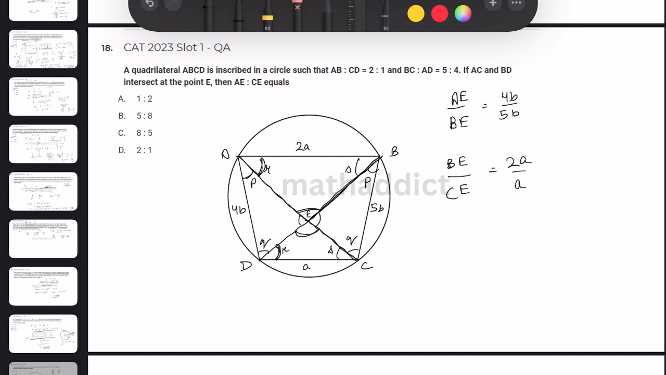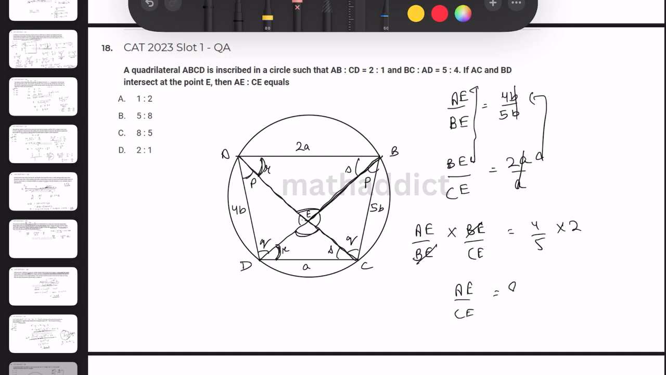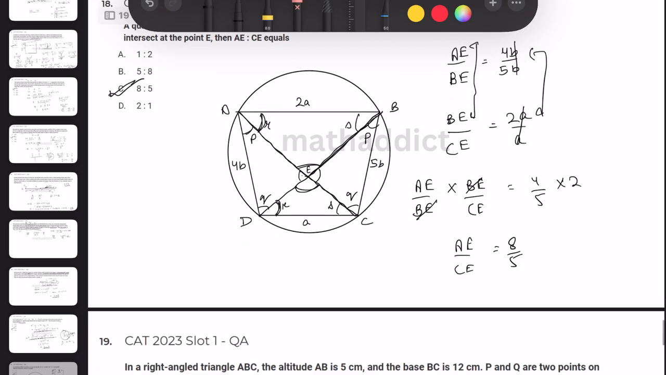Now multiplying these two equations, this multiplied by this, we get AE upon BE, BE upon CE, 4 upon 5, as B gets cancelled, and here A gets cancelled, into 2. BE gets cancelled, we are left with AE upon CE equals 8 upon 5. So the answer is C. Moving on.